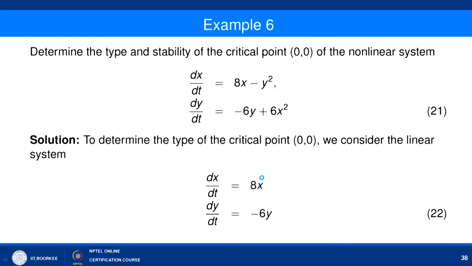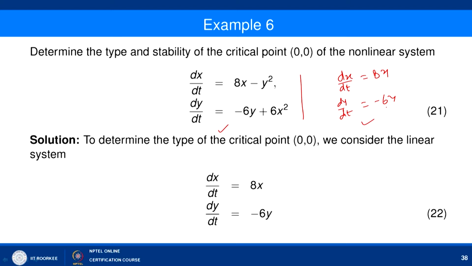So, dx by dt equal to 8x minus y square and dy by dt equal to minus 6y plus 6x square. So, here if you look, (0,0) is the critical point for both the nonlinear system as well as the corresponding linear part, that is dx by dt equal to 8x and dy by dt equal to minus 6y. So, this is a nonlinear part and this is the associated linear part.